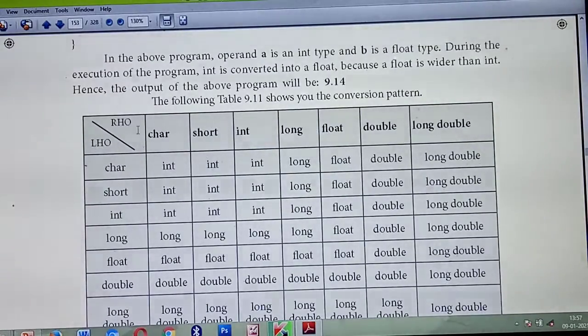That is LHS and RHS, left side and right side. How you need to convert, listen. Character with character gives the data type int. Then character with short gives int. Character with int gives int. Character with long gives long. Character with float likewise. Just read it one time. That's all. No need to mug it up.